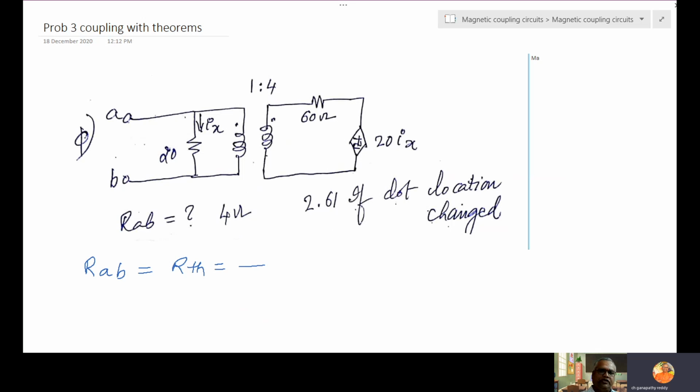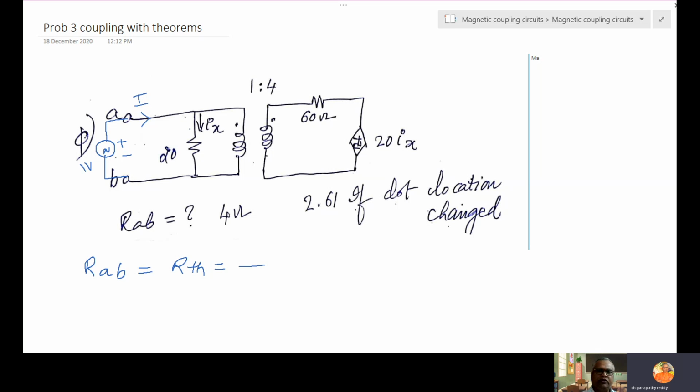So I told you another technique, apply 1 volt across AB, but this 1 volt is not DC. There is a transformer, and a transformer never transfers DC, it will transfer only AC. So an AC voltage of 1 volt is applied. Then because of 1 volt, what is the current I? 1 volt by I is nothing but resistance, that is R Thevenin. That is the idea.